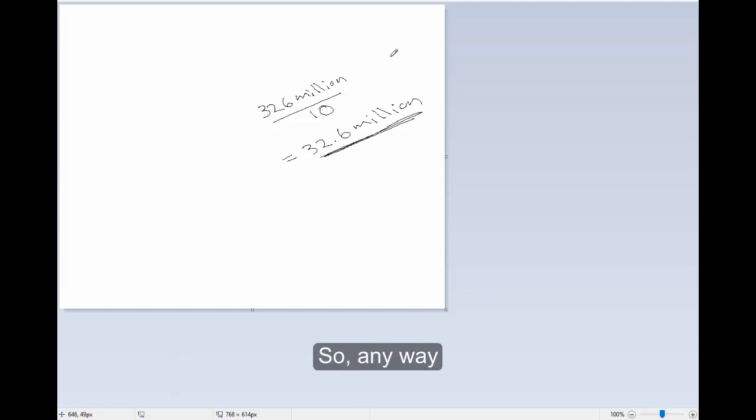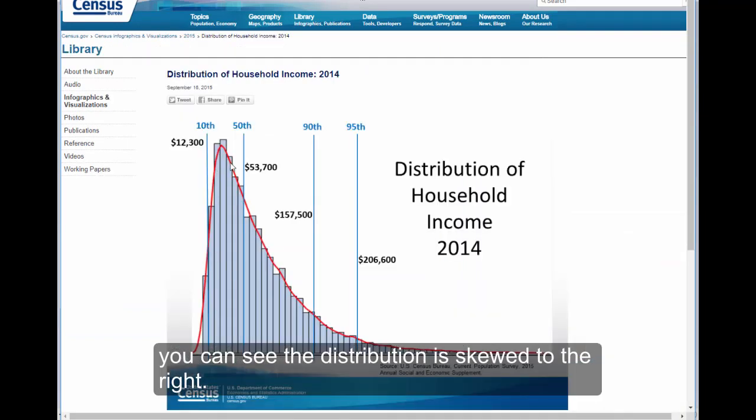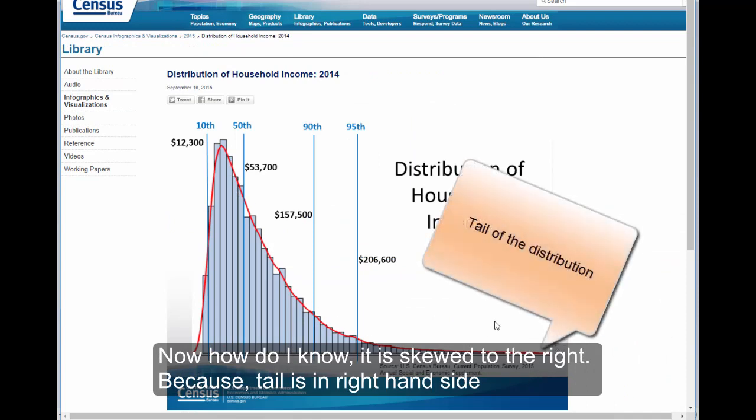So anyway, you can see the distribution is skewed to the right. Now, how do I know it's skewed right? Because the tail, this one is what we call the tail, is on the right hand side.